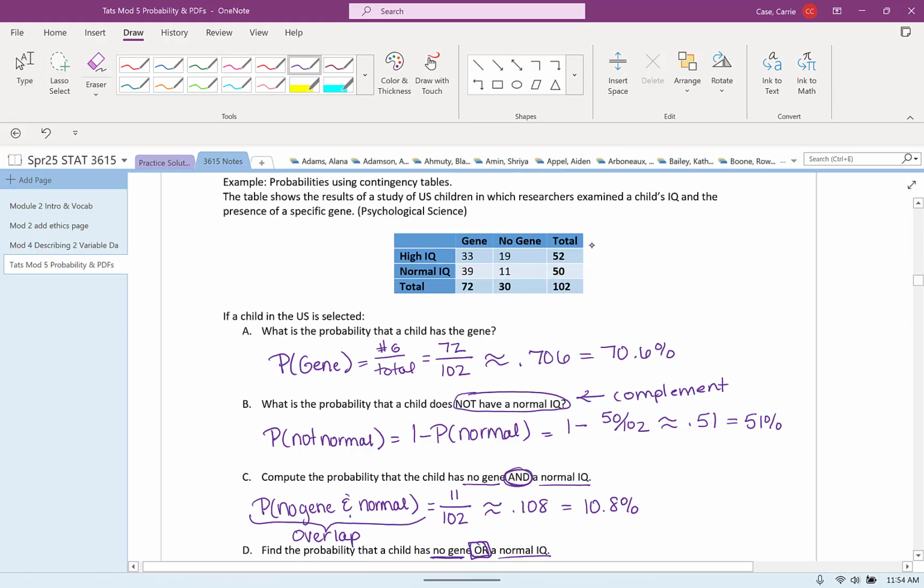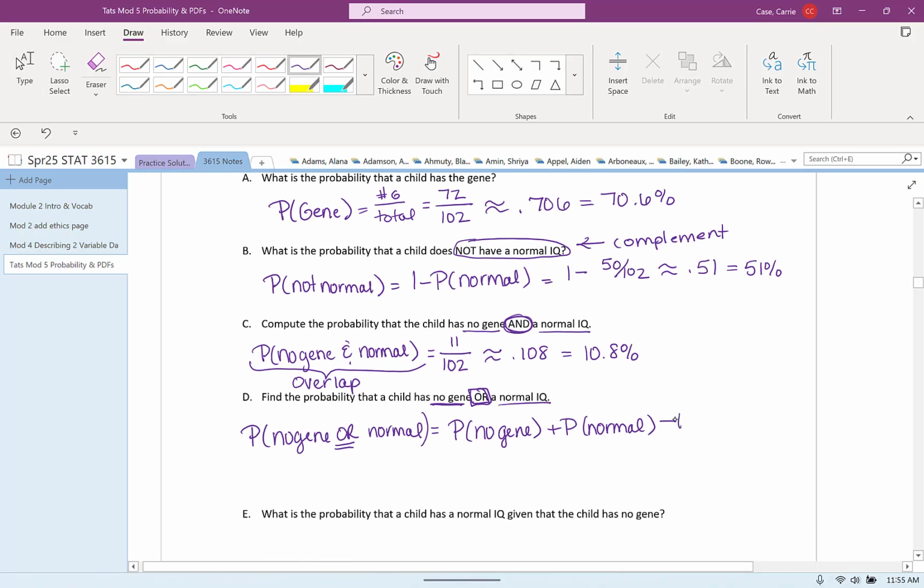So I'm going to erase everything on the contingency table. So the kids that have no gene are in the second column. There are 30 of those. And then the normal IQ kids are in the second row, and there are 50 of those. But when we're talking about the OR group, we are counting the 19, the 11, the 39, and then we counted this 11 again. And that's why we have to subtract off the probability of no gene and normal. It's because we counted those 11 kids twice.